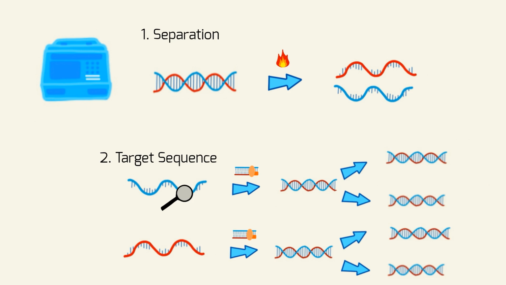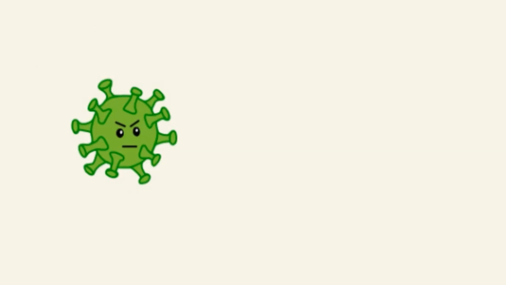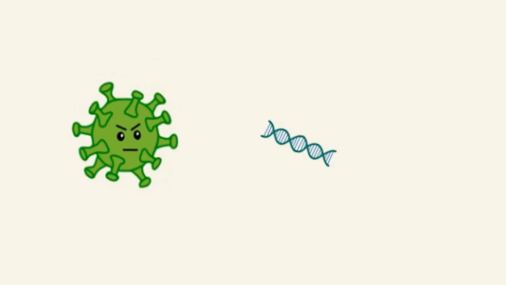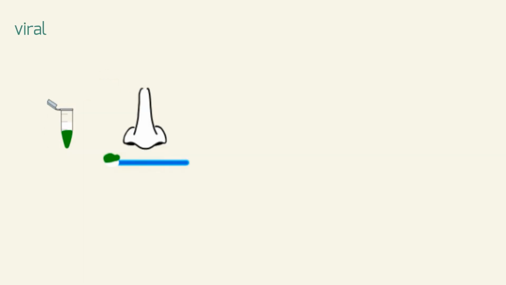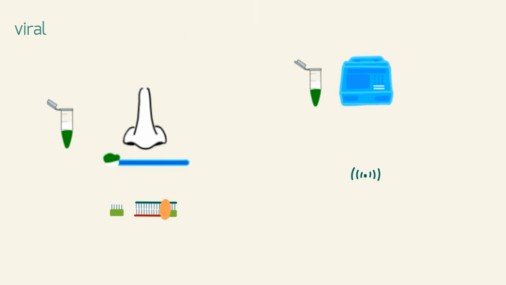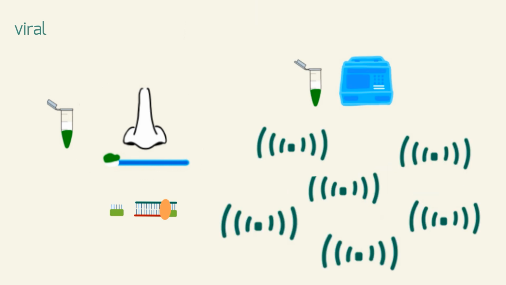But how is this method connected to the detection of COVID-19? COVID tests are based on the detection of viral genetic information. If viral genes are present in the sample, we use specific primers for the amplification. In the COVID PCR, every amplification of the viral genes gives a signal. The higher the viral load, the stronger the signal.